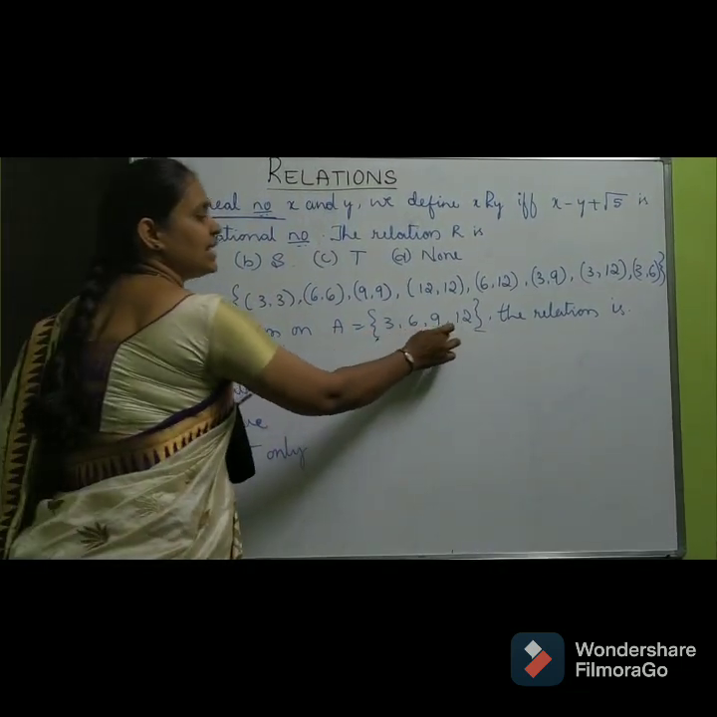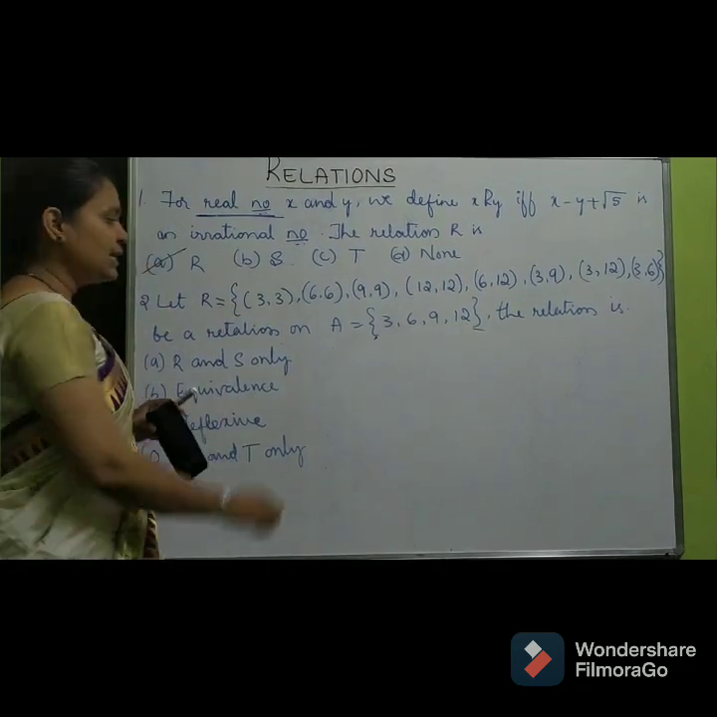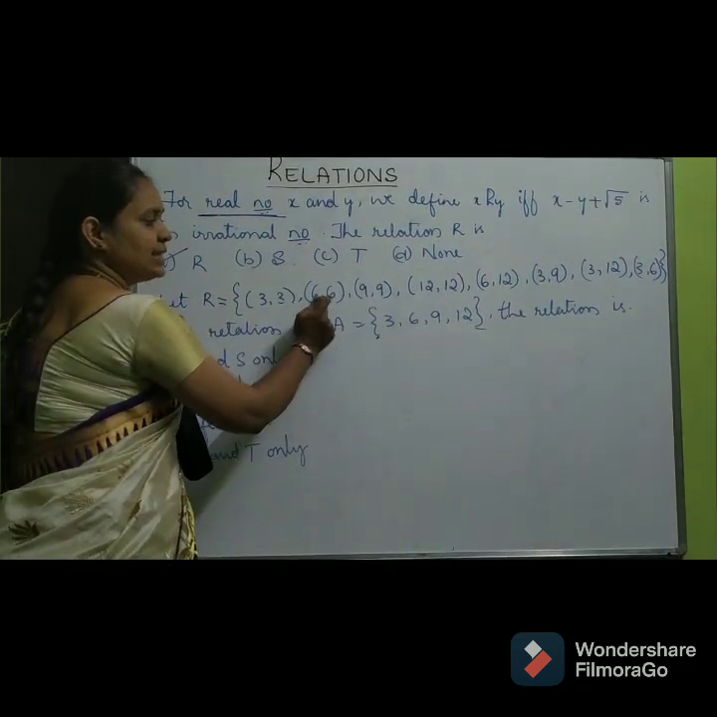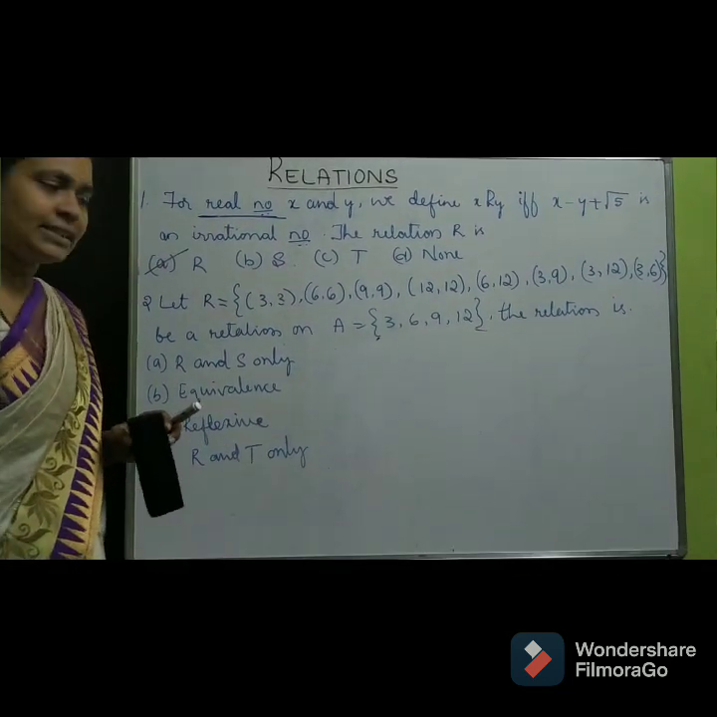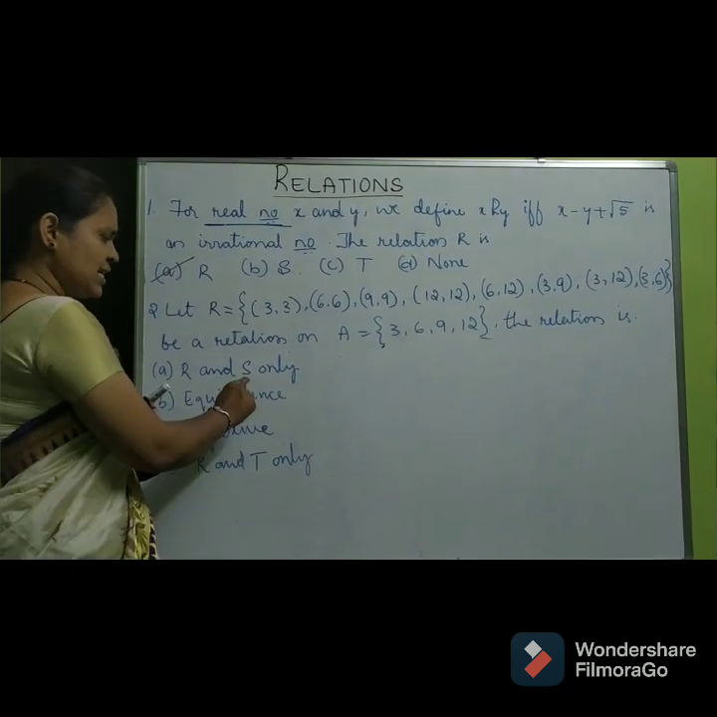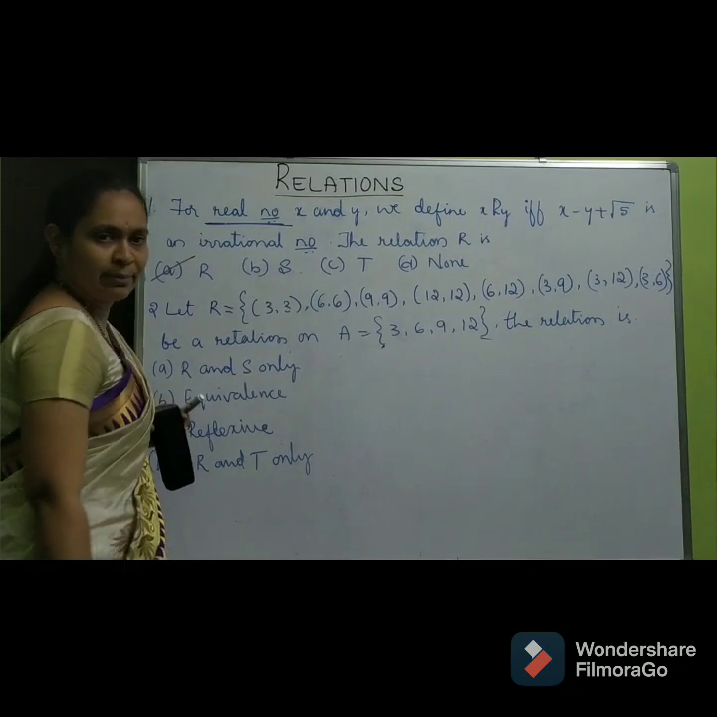See, 3, 6, 9, 12 is there in the set. 3, 3 is there, 6, 6 is there, 9, 9 is there, 12, 12 is there. Yes, it is reflexive. Immediately we'll go for symmetric because in the first option symmetric is there.